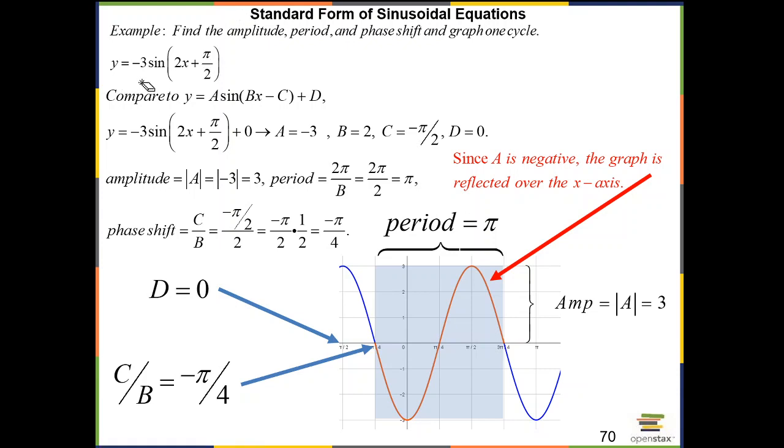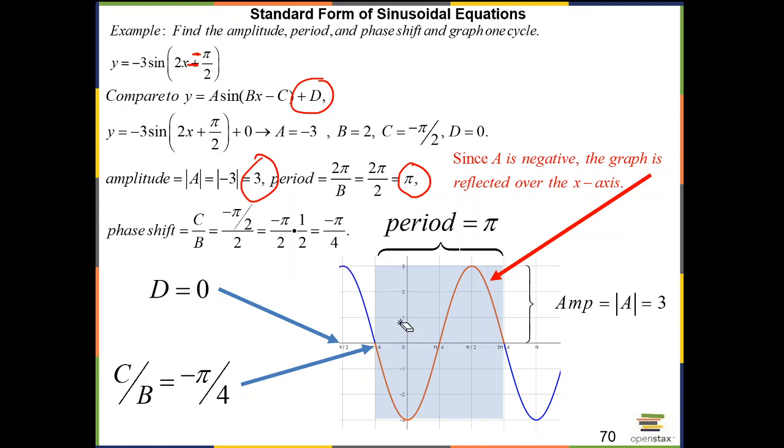Here's an example, y equals negative 3 sine of 2x plus pi over 2. So here we know the amplitude is 3. Amplitude is going to be 3 right here, and the period is 2 pi divided by 2, which is pi, and the middle line D here is 0, and our phase shift is going to be C over B. C is actually, remember, this is a minus, so this is C. C would be negative pi over 2, over 2, which is negative pi over 4.